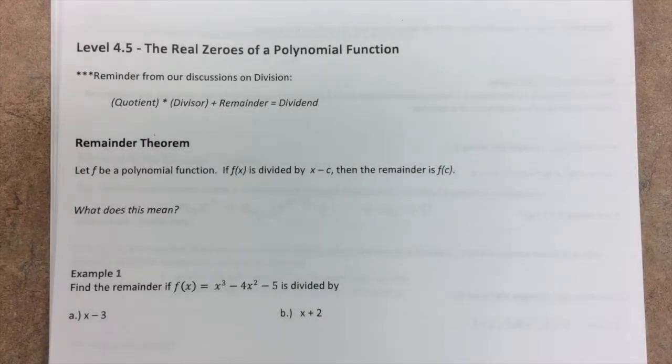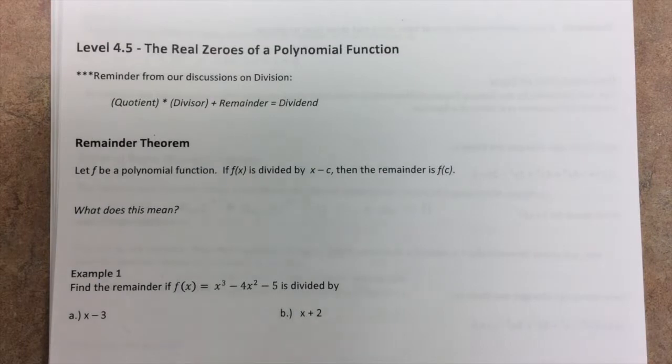So level 4.5 is starting with real zeros of a polynomial. What we were doing in 4.1 was we were given the zeros and we had to build the polynomial. Here, I'm giving you the polynomial and I'm asking you to find the zeros out.